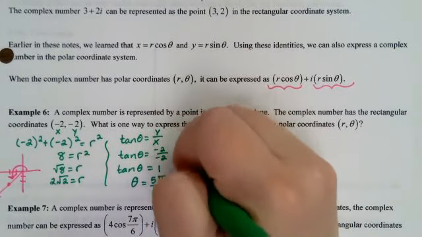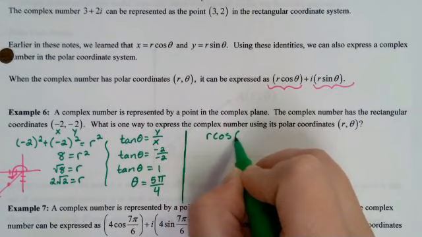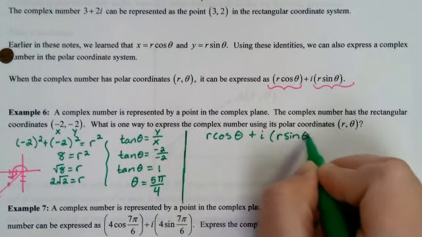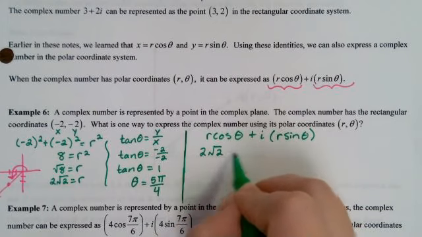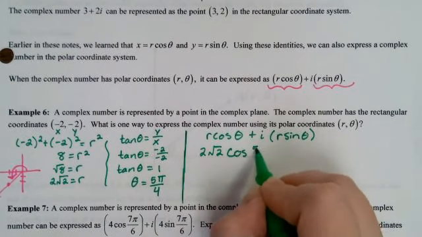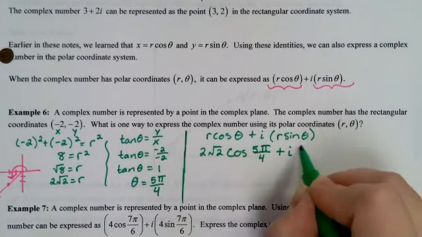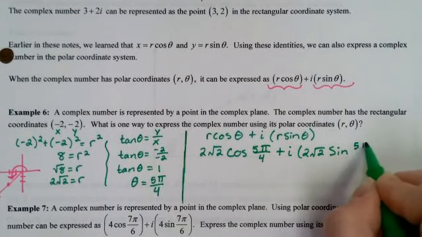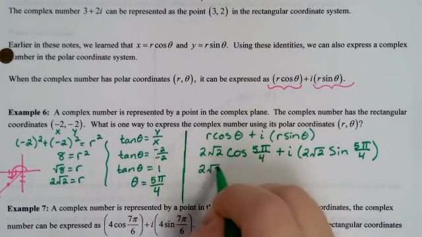All right, so I've done all that. Let's bring this in where I'm looking at r cosine theta plus i times r sine theta. We're just going to plug in those values. r was 2 square root of 2. We have cosine of 5 pi over 4 plus i times the r sine theta. Okay, now we're going to start calculating this stuff. So I'm going to leave the 2 square root of 2 here.